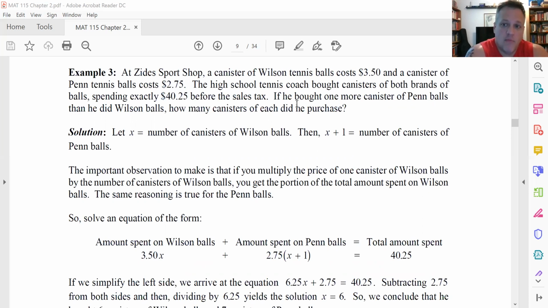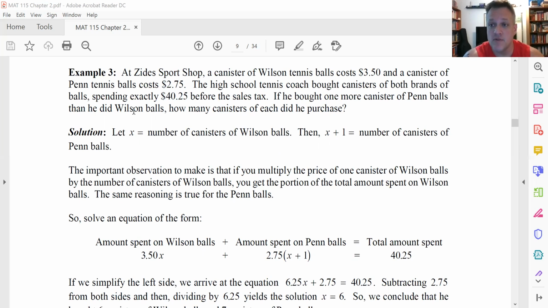So we don't know how many of each type of ball he bought, but what we do know is that he bought 1 more canister of Penn balls than he did Wilson balls. So we know the relationship between the number of each canisters that he bought, and we also know the price of one of each canister, and we know the total he spent.